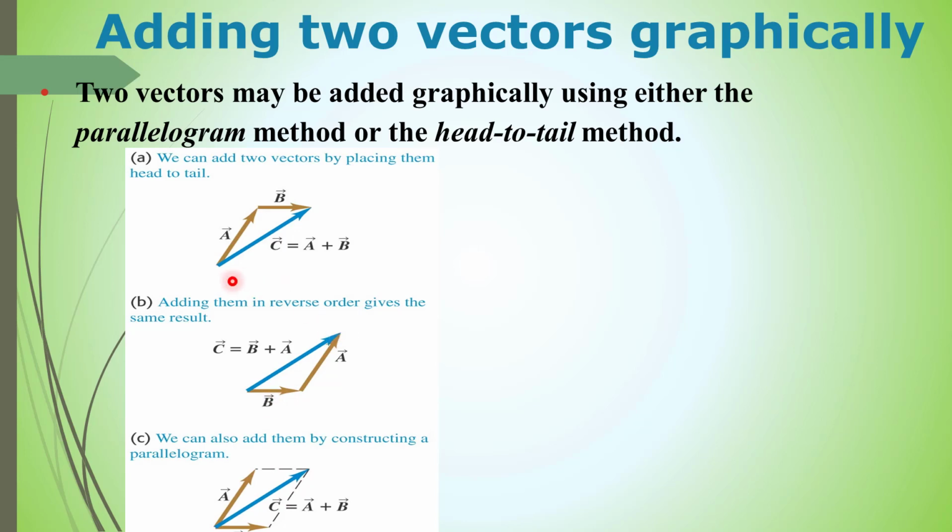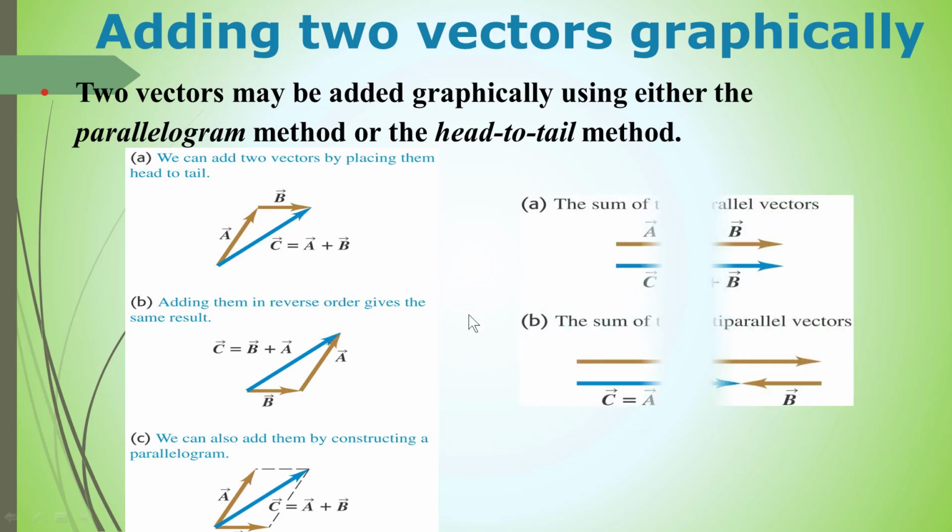Again the same resultant, all are giving the same resultant. If vectors are pointing in the same direction, we simply add these two vectors and we get this resultant, and if vectors are pointing in the opposite direction, then we simply subtract these two and we get a resultant which has less magnitude than the sum of these two vectors. So c is equal to a plus b.